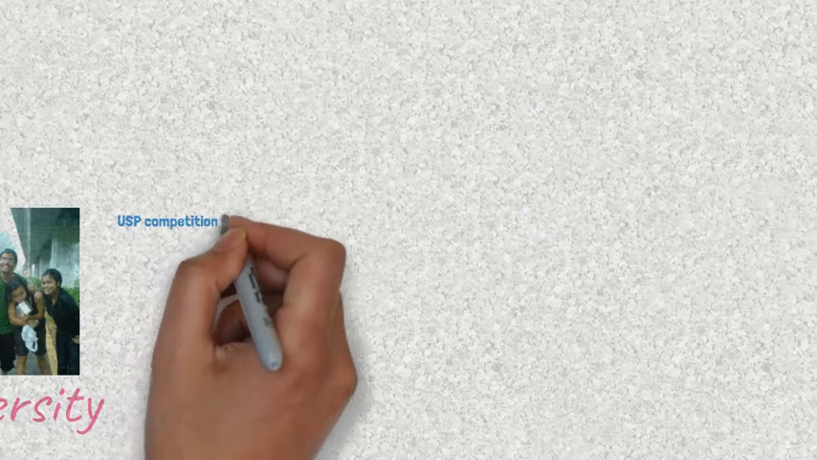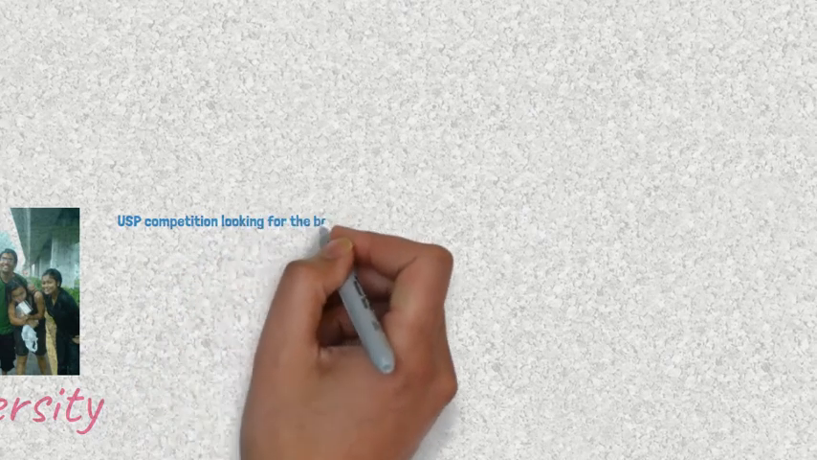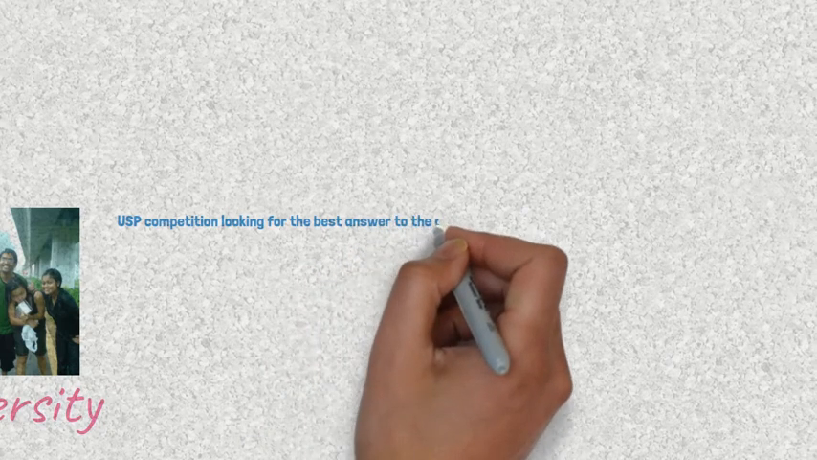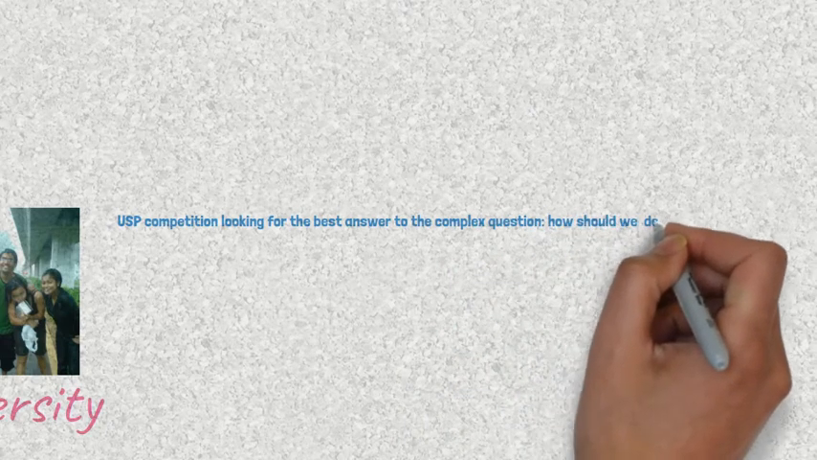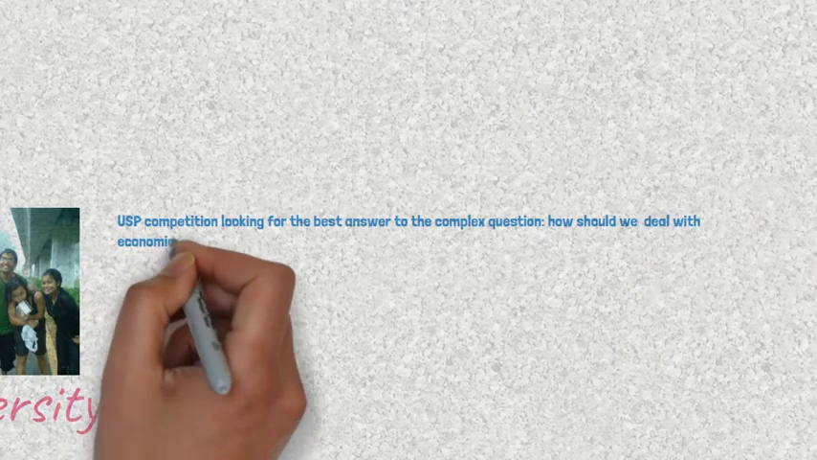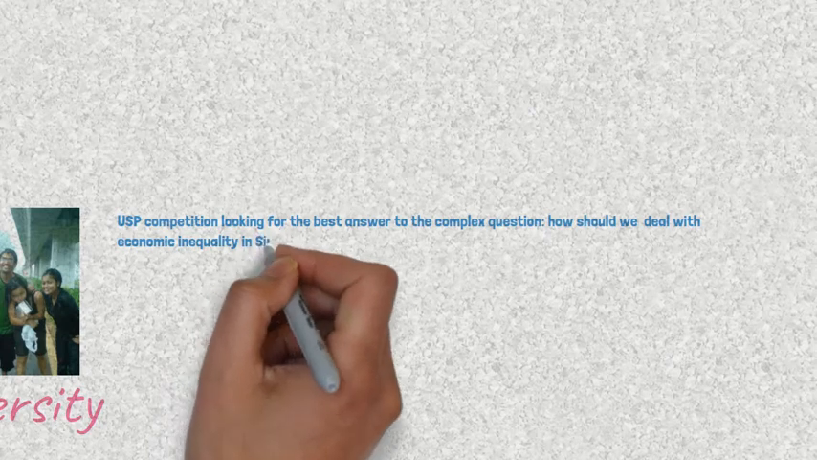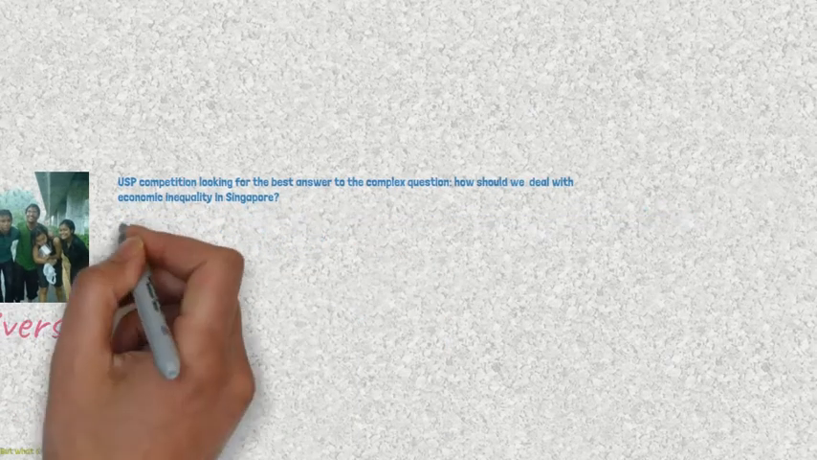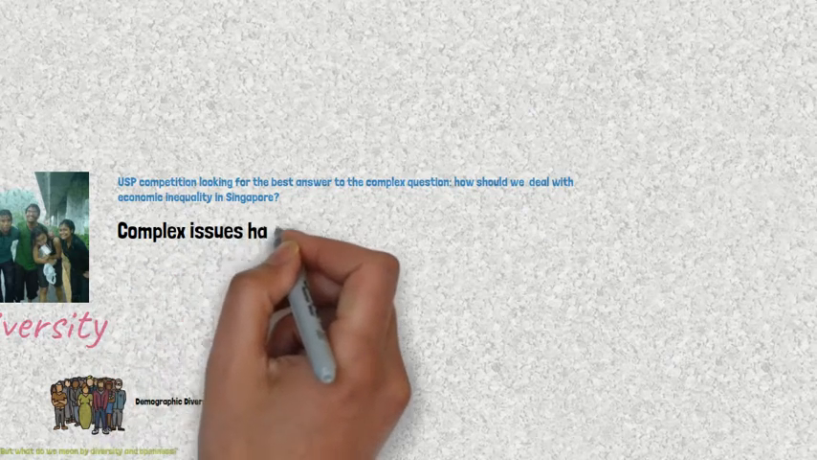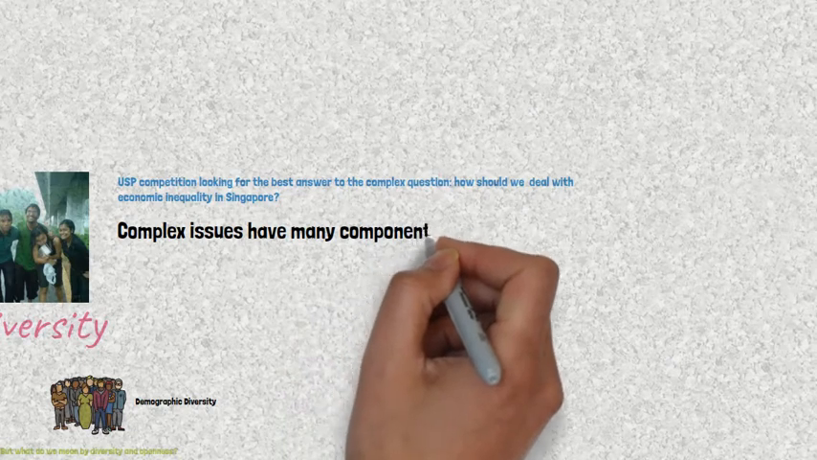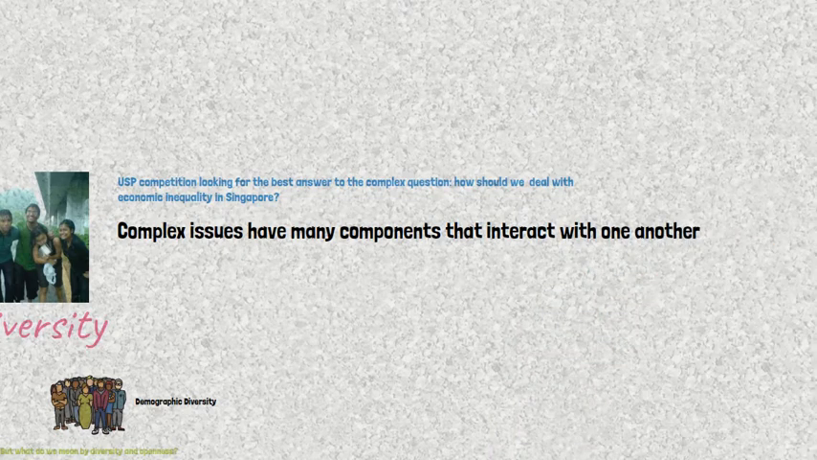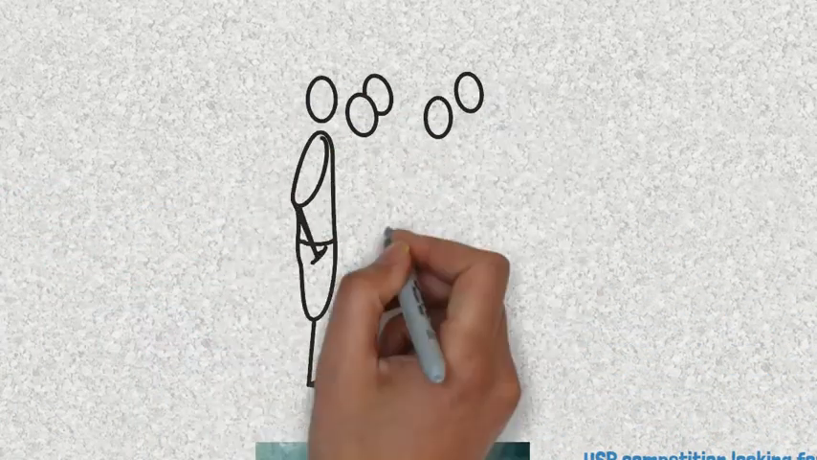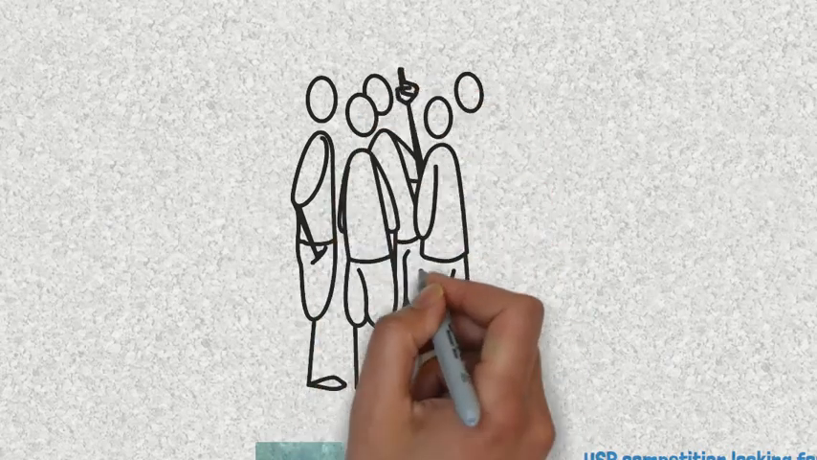So suppose back in the good old days, we signed up for a USB competition, which was looking for the best answer to the question, how should we deal with economic inequality in Singapore? And this, I think, is a pretty complex question, where complexity here just refers to the fact that this question involves a system that has many components that interact with one another, and to understand the nature of the system completely, we need to understand its constituent parts, meaning the parts that make it up, and also understand how these parts interact. I will say more about how we should understand or think about these kinds of problems later on, but for now, let's go back to diversity.